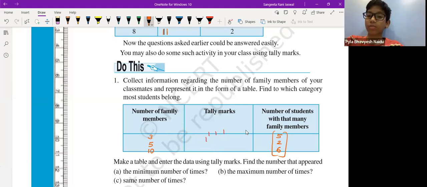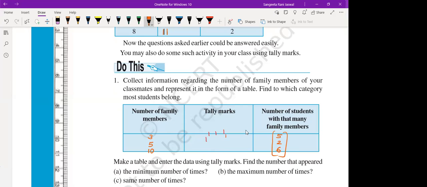Don't present. Okay, ma'am. Okay, so now how will you represent this? This is 5. So 1, 2, 3, 4, and the fifth one is the slant line, 5. Then second is 2. The number of families with 5 members were 2. So you will write 2 vertical bars.